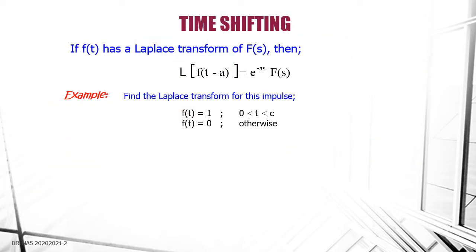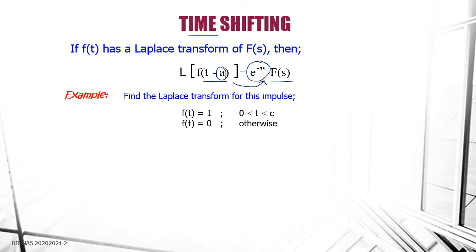The next property is time shifting. When it's mentioned time, meaning a time-based operation inside the bracket, that's shifting. The signal in t is being shifted in time by a. So in S domain, the signal in S domain will be multiplied by the exponential function e to the minus as.